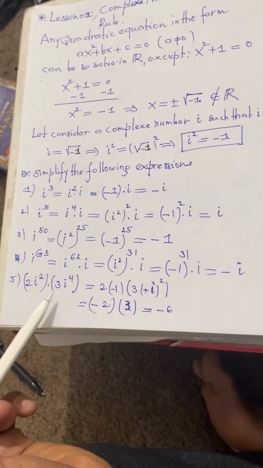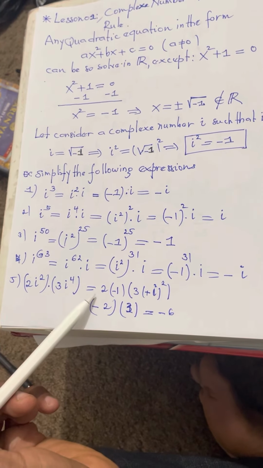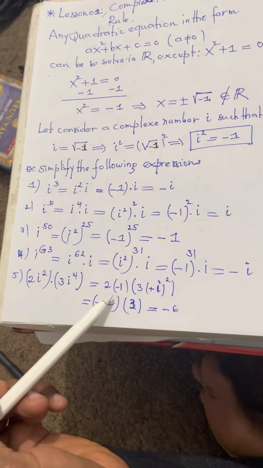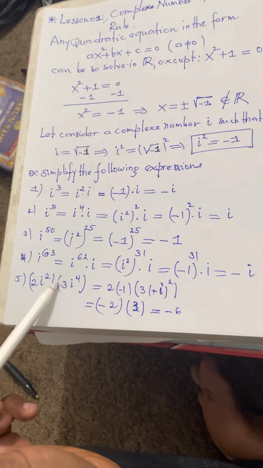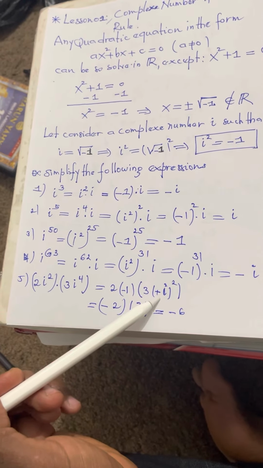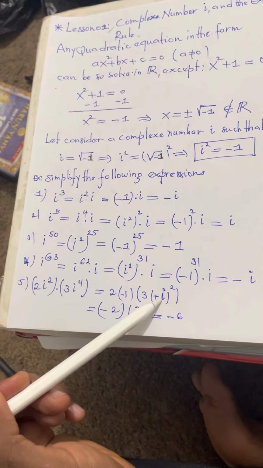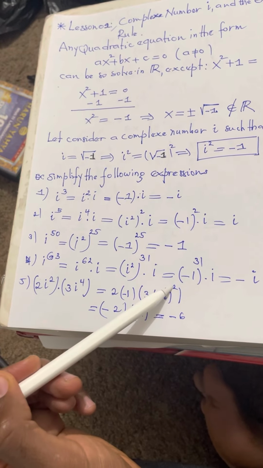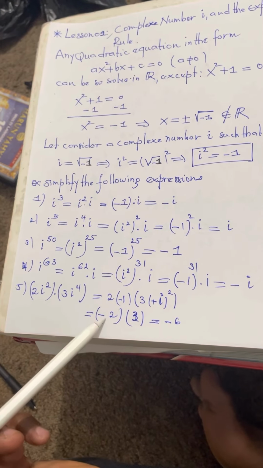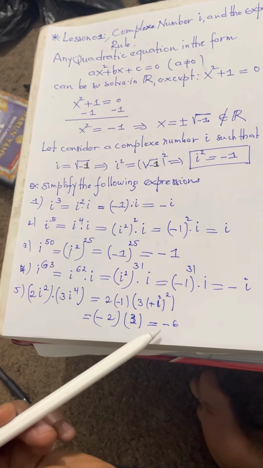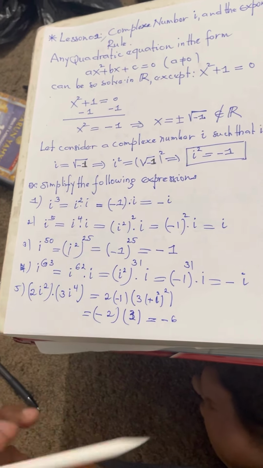Now, a little more complicated. We have 2i squared times 3i to the 4. Well, i squared equals minus 1 according to the formula right there, so I will substitute that with its value. And then 3, I can break down i to the 4 as i to the power 2, to the power 2. i to the power 2 is negative 1. Negative 1 to the power 2 is positive 1. Positive 1 times 3 is 3. So I'm going to have negative 2 times positive 3. The answer is minus 6. So this expression equals minus 6.